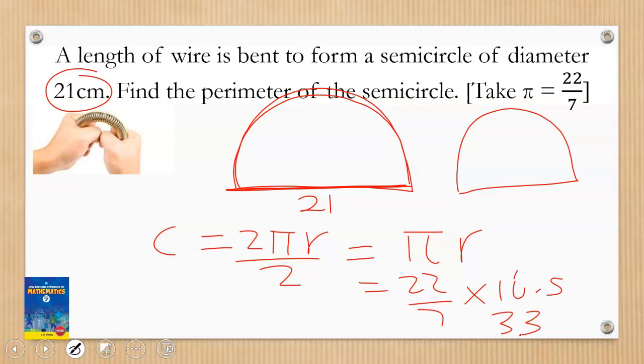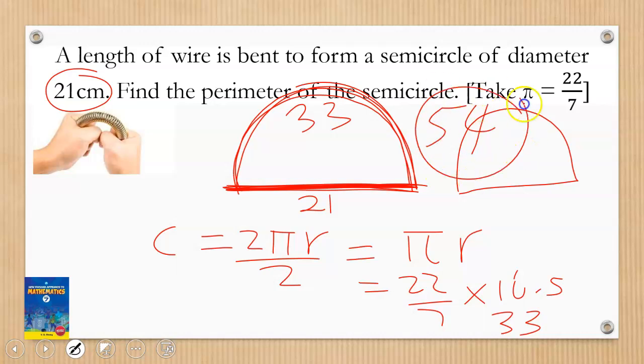Now, our perimeter can be calculated as 33 plus 21, because of the total distance, 33 is for the curve, and then the distance here becomes 21. So when we add all together, we have 54. Therefore, the perimeter of the semicircle formed by the curved wire or bent wire is 54 centimeters.